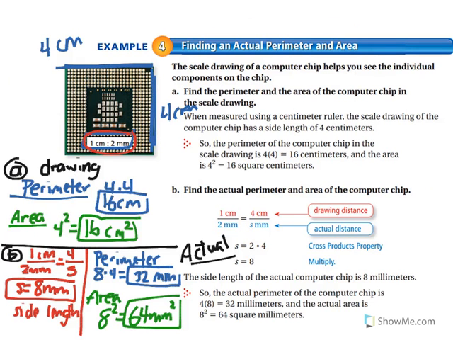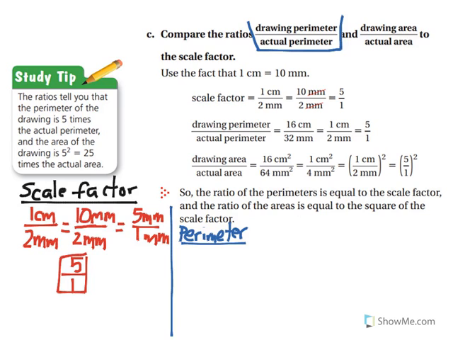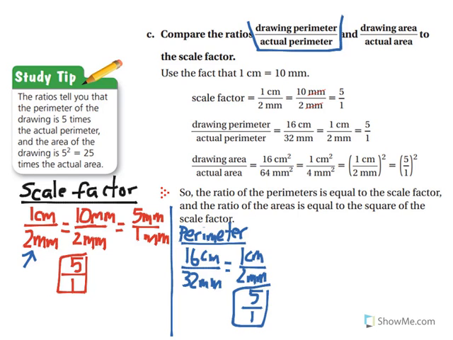When we're looking at perimeter, the drawing perimeter was 16 centimeters, and the actual perimeter ended up being 32 millimeters. So we have 16 centimeters to 32 millimeters. At this point, we make any changes we can through simplifying. We can divide both of them by 16, which changes this to 1 centimeter over 2 millimeters. If you recognize this is the exact same measurement as where we started, then you know this would eventually lead us to 5 over 1. If you see that and recognize it, I'm fine with that.